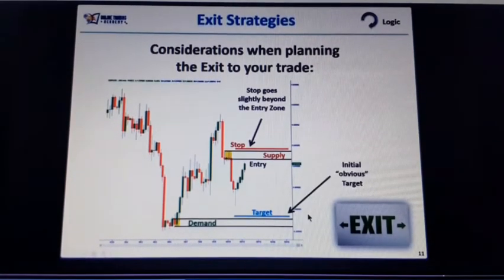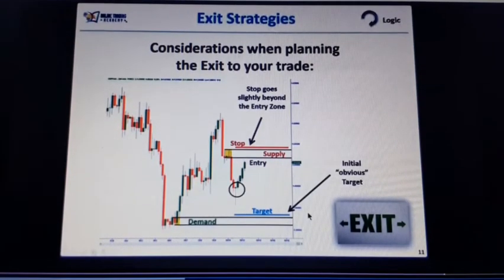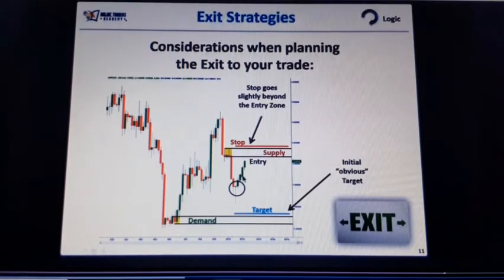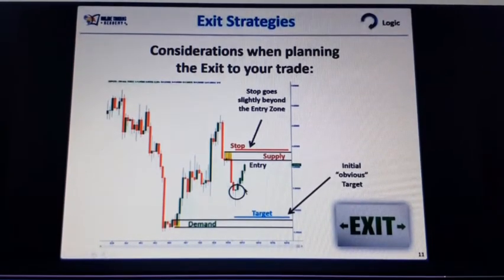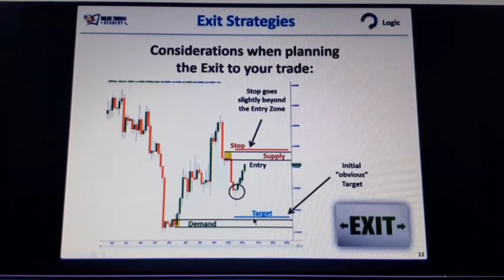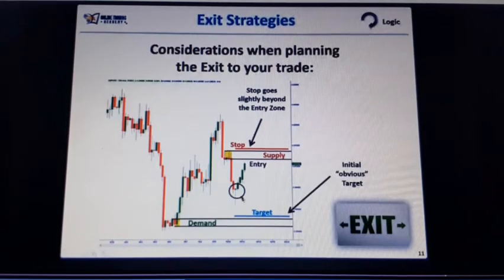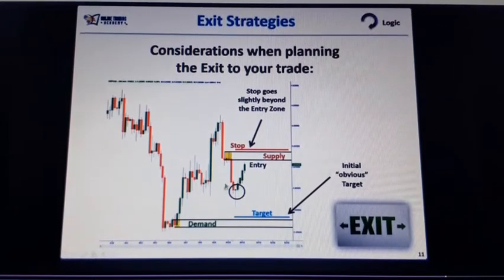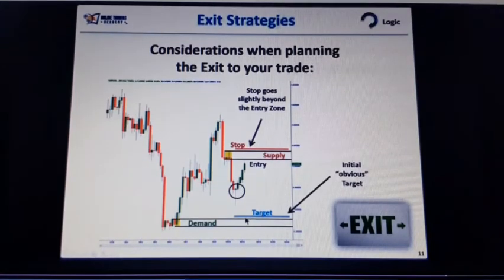So now there is a new demand zone that is formed. So this was your initial obvious target. While the price was retracing back into this supply zone, there was a new demand zone formed over here. Now, instead of having this as my target, I can either modify this as my target, or I can have two targets, one over here and the second over here.